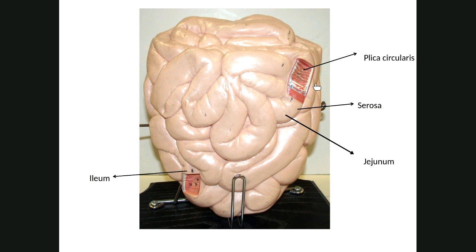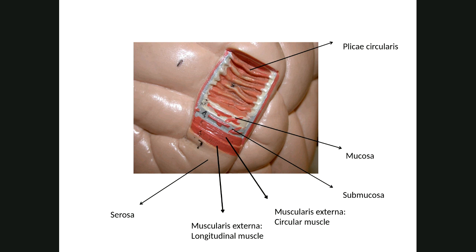But here's one of those permanent folds. These don't go away. They're called plica circularis. And of course, every organ has a serosa, right? Remember, parietal and visceral serosa. Okay, so plica circularis, this is what it looks like. If you cut the small intestine, you see these permanent folds.